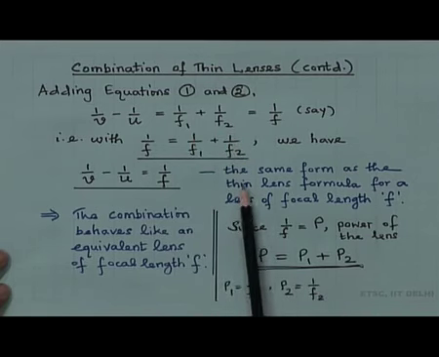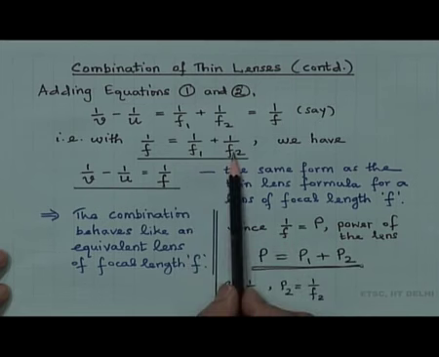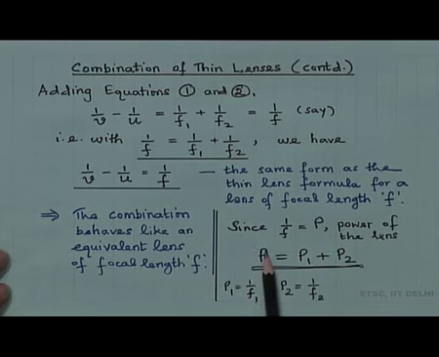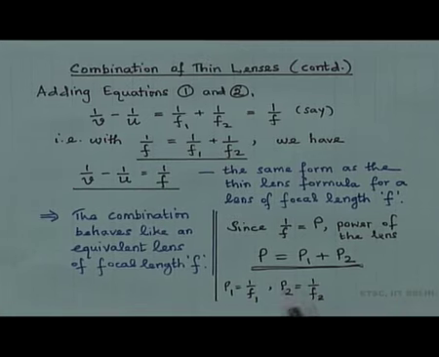So the same form as that of a thin lens. Since 1 by F is the power P of the lens, this implies P, the power of the combination, is equal to P1 plus P2, the power of the first lens plus the power of the second lens. So P1 is 1 by F1, P2 is 1 by F2. So the power is added here; it is the sum of the powers of the two lenses.